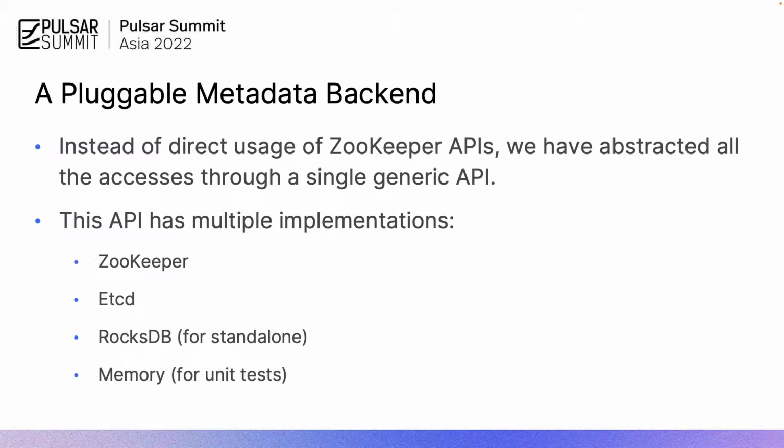The first step of the development of PIP 45 was to create a metadata store abstraction that would allow us to plug in alternative technology rather than ZooKeeper for the metadata store. And this would further allow us to remove the ZooKeeper API dependencies and libraries from the build path and make it more transparent. Once we had this interface defined, the following implementations shown here were developed.